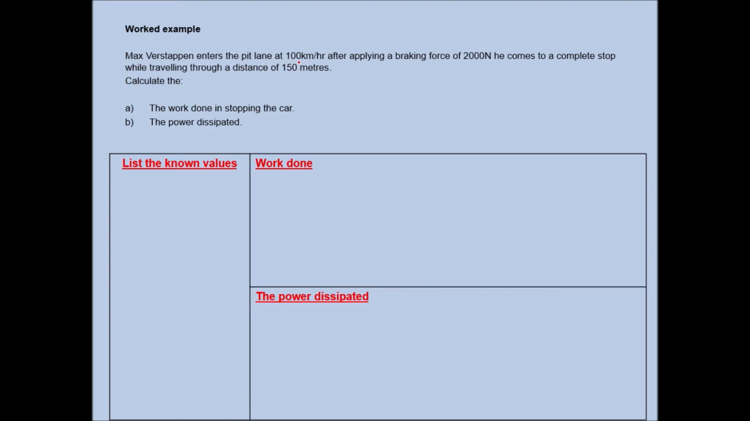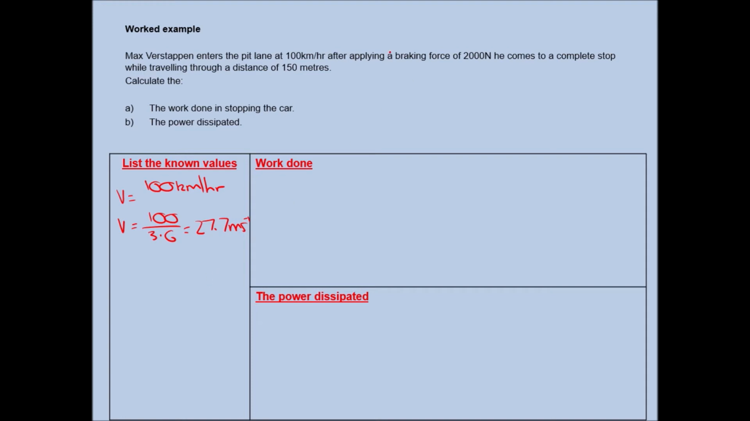So we've got a velocity here. Velocity is equal to 100 kilometres an hour. You remember from our previous videos that we can transfer that into metres per second. So we've got 100 divided by 3.6, simply taking our kilometres an hour and transferring it into metres per second. We get 27.7 metres per second.